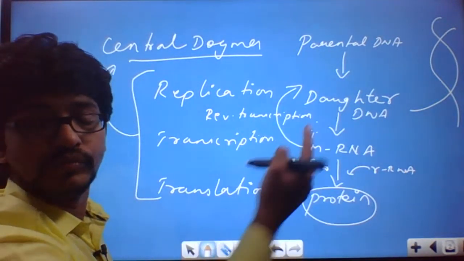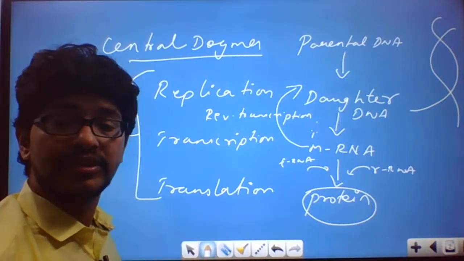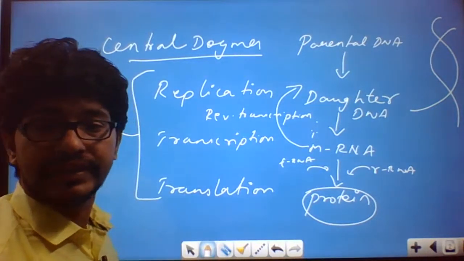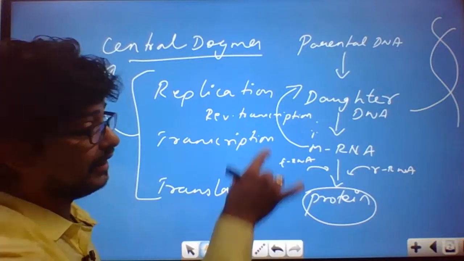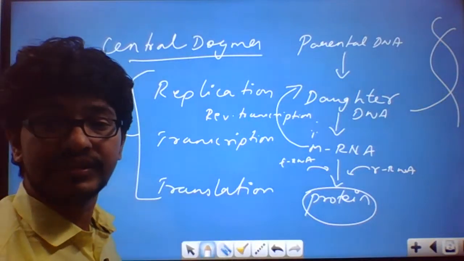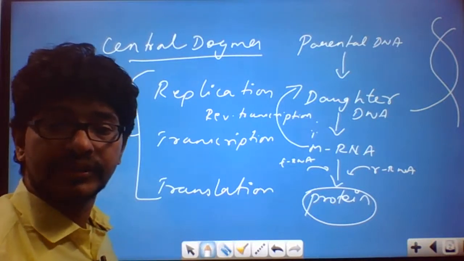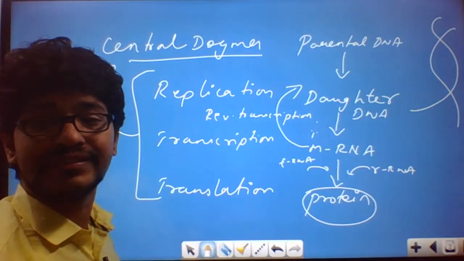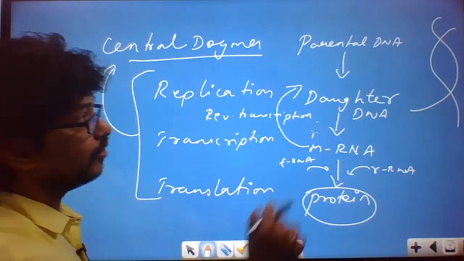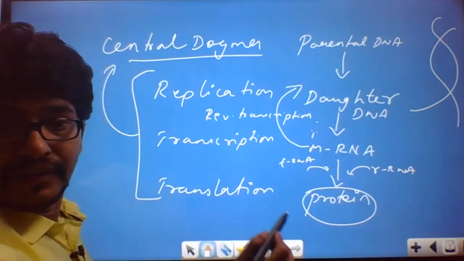So ரிவர்ஸ்ல கொண்டு போகும். So இந்த ப்ராசஸ் வந்து சில வைரல் குரூப்ல எஸ்பெஷலி ரெட்ரோ வைரஸ்ல, இந்த மாதிரி HIV வைரஸ்ல எல்லாம் நடக்கும். இந்த ப்ராசஸ்க்கு பேரு reverse transcription. The enzyme which is responsible for this particular process is called reverse transcriptase. Clear? So this is about the central dogma.